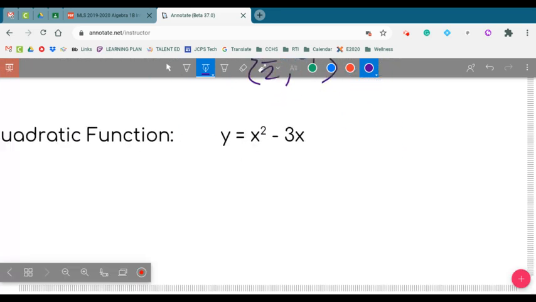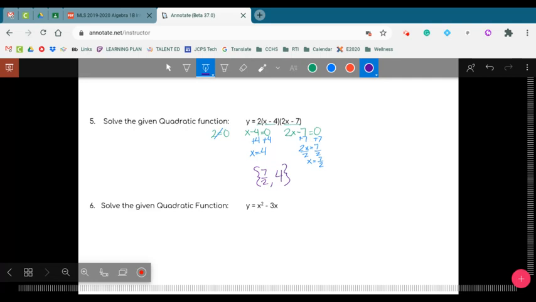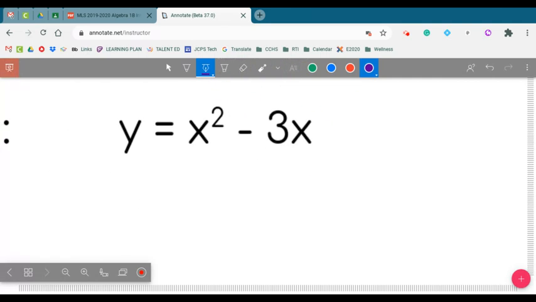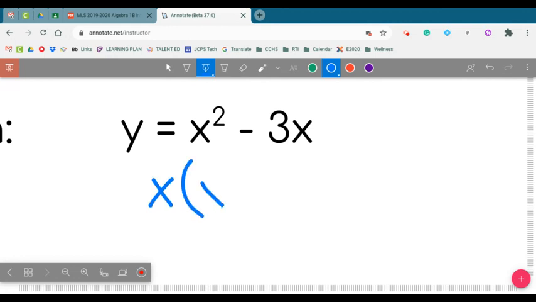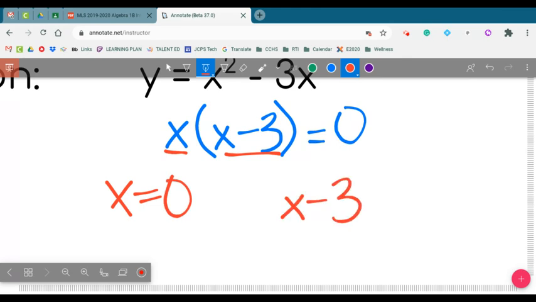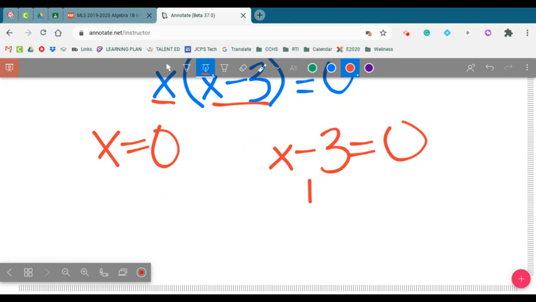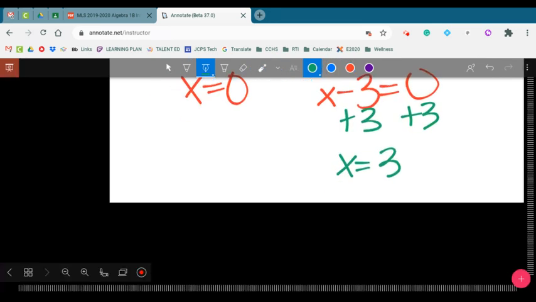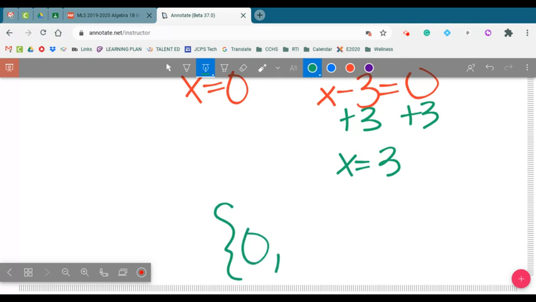Now the next one, it says solve. So our first step whenever we're solving is we want to factor it first. It'll make it a lot easier, factoring out our GCF. So I can pull out an x from both of those. So I'm going to have x times x minus 3 equals 0. So then I'm going to set each part equal to 0. So I'm going to have x equals 0, and I'm going to have x minus 3 equals 0. Add 3. You'd have x equals 3. So my two solutions are 0, 3.